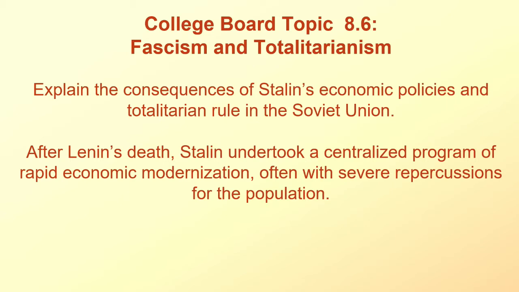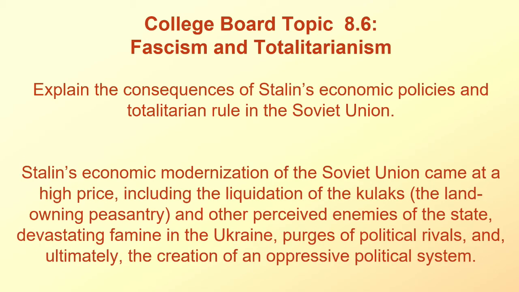After Lenin's death, Stalin undertook a centralized program of rapid economic modernization, often with severe repercussions for the population. Stalin's economic modernization of the Soviet Union came at a high price, including the liquidation of the Kulaks, the land-owning peasantry, and other perceived enemies of the state, devastating famine in the Ukraine, purges of political rivals, and ultimately the creation of an oppressive political system.